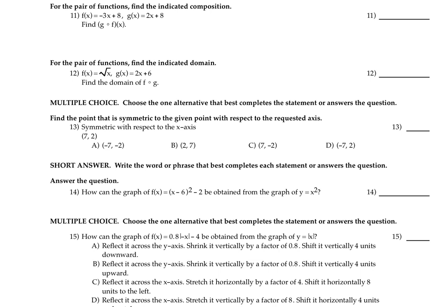Okay, on number 12, we're doing composition, okay? So I'm going to plug g into f. But it's not just asking me to find f follows g. It's asking me to find the domain of f follows g. And we have a radical, right? And so what do we know about a square root? What numbers can we not have?